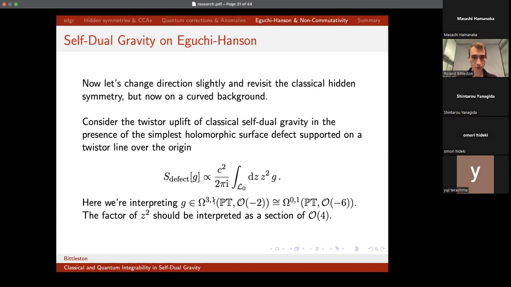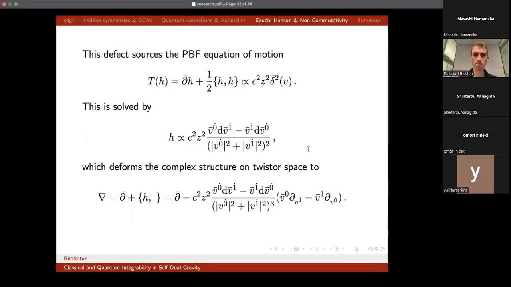I've already discussed the twistor formulation. I'm now going to imagine coupling to a very simple example of a holomorphic surface defect supported on the twistor line over the origin. It's just going to couple to this Lagrange multiplier field G. This factor of Z squared might seem a bit funny, but it's just there to give everything the right weight. Everything wants to live in the right bundle, and it's just there to make sure everything does. That's going to source the equation of motion of Poisson-BF theory with a delta function.